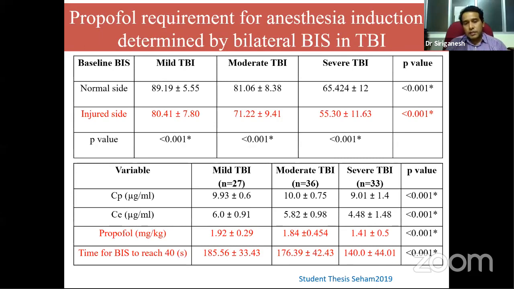So this was one student thesis which was done at NIMHANS to estimate the propofol requirement at anesthetic induction using bilateral BIS. So here you can see that compared to the normal side, injured side BIS values are lower, and compared to mild traumatic brain injury, the severe traumatic brain injury have lower BIS values. And if you look at the second table, which is highlighted, the propofol requirement comes down significantly as the severity of brain injury increases. So severe TBI patients require about only 1.4 milligram per kg of propofol.